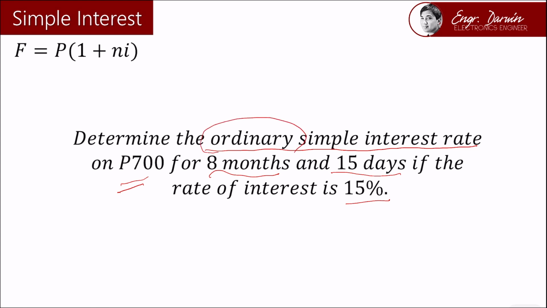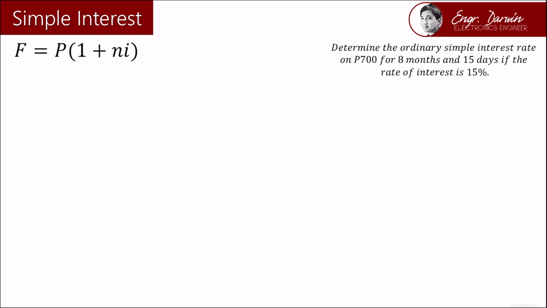So pag sinabi natin ordinary simple interest, the period in 1 year is equivalent to how many days? 360 days. Okay, so meron na tayong mga given. Let's apply the formula for getting a simple interest. In this problem, we are asked to find the future amount of 700 peso given that you have this interest rates and the period of time.